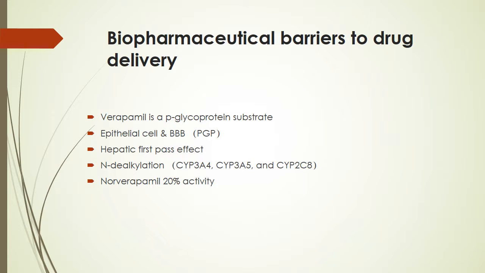On the other hand, the phase 2 first-pass effect has a vast reduction impact on bioavailability, which is around 20 to 35%. Verapamil undergoes N-dealkylation by hepatic cytochrome P450 enzymes. The subclasses include 3A4, 3A5, and 2C8. They form norverapamil with only 20% of the pharmacological activity compared to verapamil.